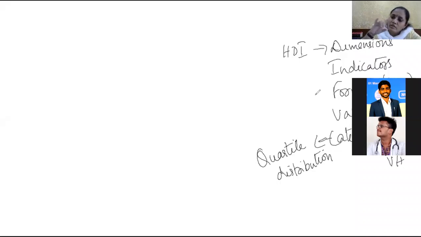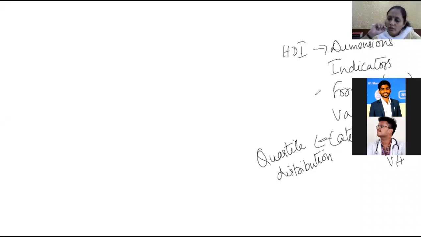So what we are talking about is the quartile distribution. 200 is divided by 4. You will be assuming that every category has 50. Low developed countries are the first 1 to 50. 51 to 100 will become moderately developed. 101 to 150 will become highly developed. 151 to 200 will become very highly developed. This is how we will perceive the concept.